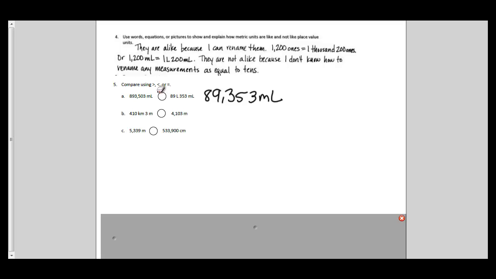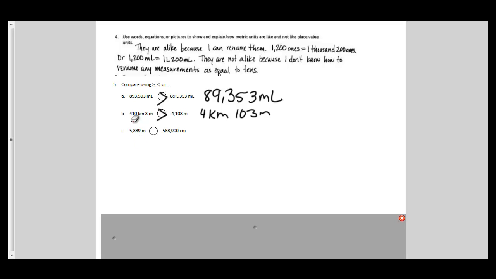Now compare that to this. This would obviously be greater than. Okay, try this one. So I've got meters and I've got kilometers. So I can either change this to meters or I can change this to kilometers and meters. All right, so this would be 4 kilometers, 103 meters, and this is 410 kilometers. Compared to 4 kilometers, this is obviously greater than.